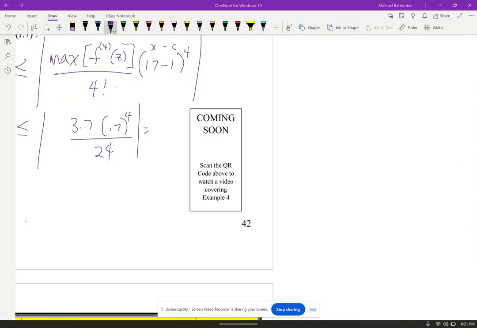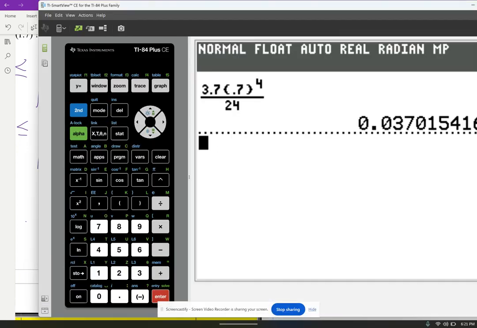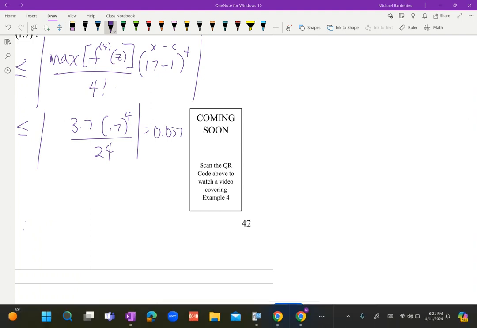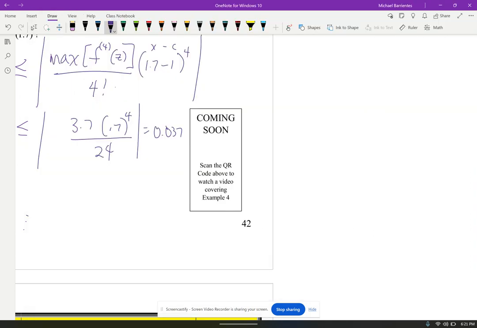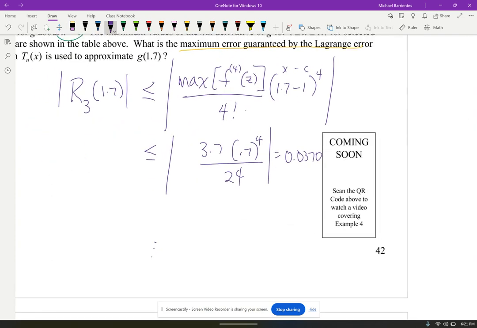0.0370. I'm going to put 4 decimal places just to make sure. Actually, I guess it really doesn't matter because the last decimal was 0.037. If I put the last 0, and I round it to the fourth decimal place, yeah, it's still going to be 0.037. So I think I'm okay. I can put this, I guess, and make it a little bit more accurate to up to 4 decimal places, but this is the maximum error.